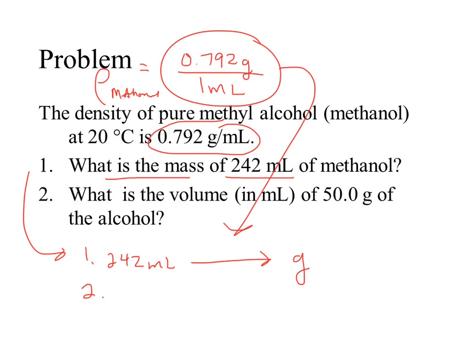The next one is a different problem, and it says what is the volume in 50 grams of alcohol. So we're going to start with the term 50.0 grams of alcohol, and we're going to go to question mark milliliters from question mark grams, using, again, the density. Okay, so it's really not too bad.